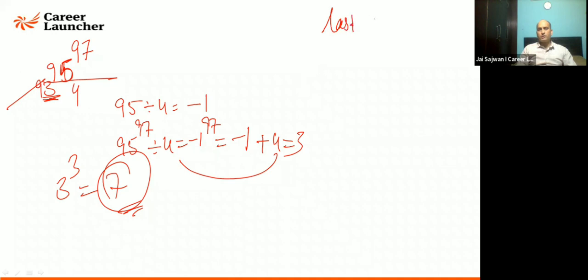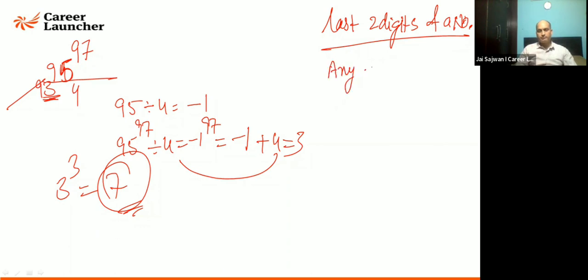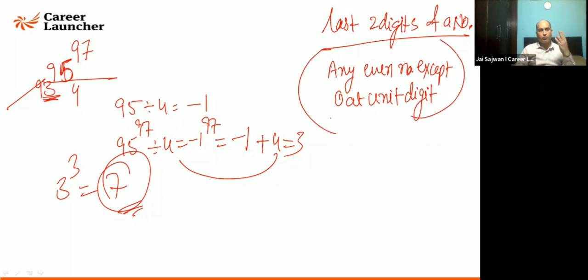How to find out the last 2 digits of a number? I'm not talking about the unit digit, I'm talking about the last 2. Any even number except 0 at unit digit. 0 should not come, meaning you can have 2, 4, 6, 8 to the power of 20 or multiple of 20. This ends with 76.